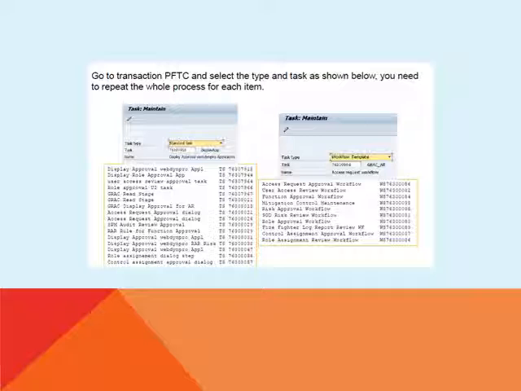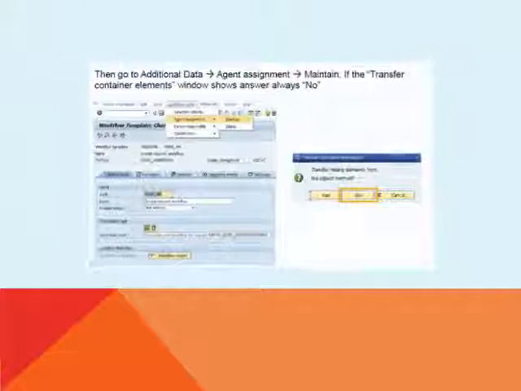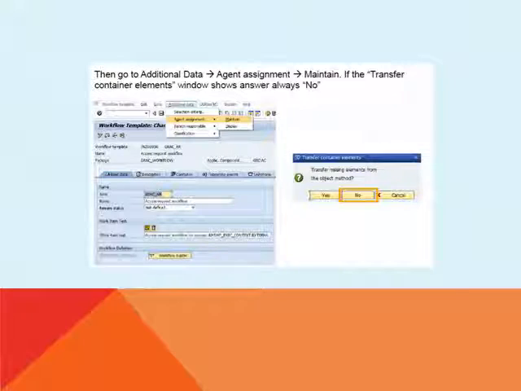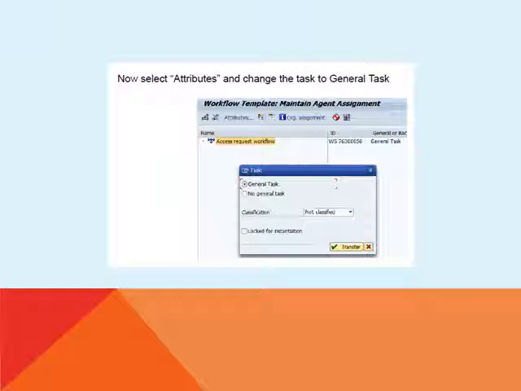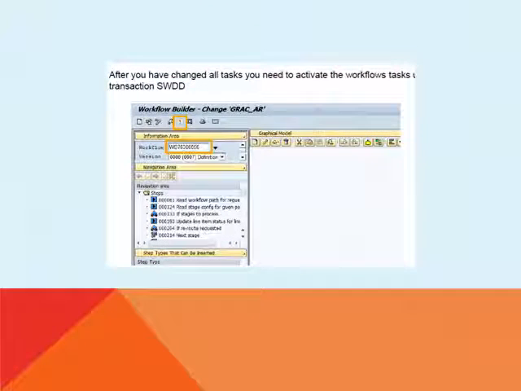Go to change mode. Go to additional data, agent assignment and click on maintain. Every time you should select no for transfer missing elements from the object method. Now click on attributes, select as general task and click on transfer. After completing this process, come back and execute transaction SWDD. Here you should activate all the workflow related tasks. Activate here.